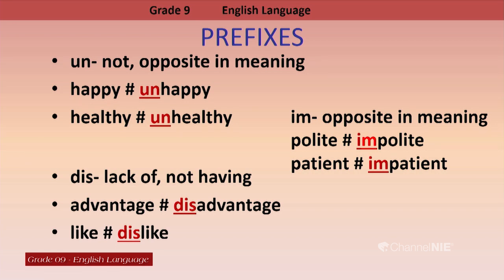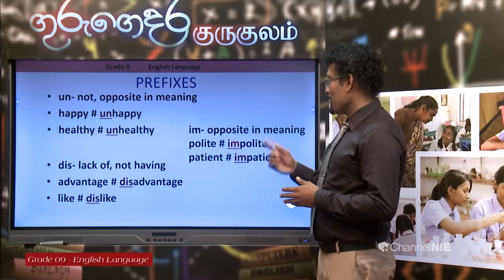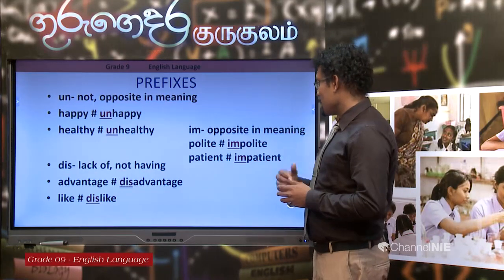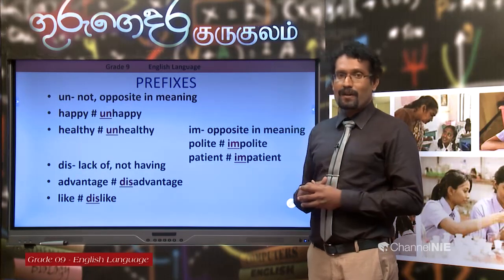Let us look at the last prefix here, im. Im means opposite in meaning. So, there are two examples for you. Polite, that means you are having nice behavior wherever you go, whatever you do, you behave nicely, that is called polite, right. Let us look at the opposite of that. Impolite, that means you are not polite at all.